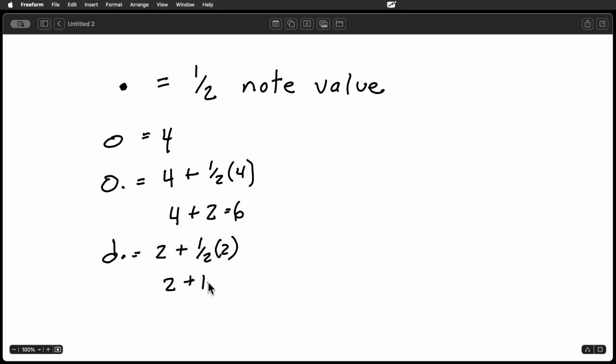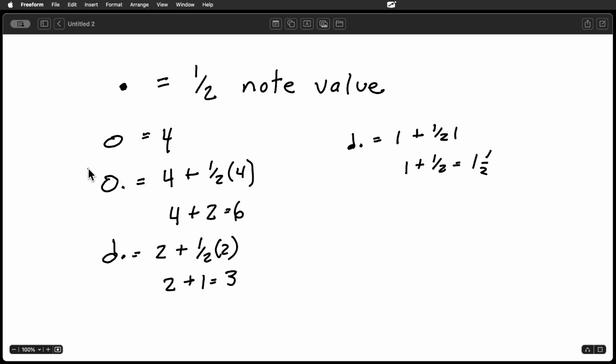2 plus 1. You already knew that a dotted half note usually gets 3 counts, especially in 4/4 time, 3/4 time, any sort of basic simple meter. You're going to have 3 counts. We can keep going with this. Let's see what happens with a dotted quarter note. It's going to be equal to the base value, quarter note 1, plus half of 1. So that's 1 plus a half, equal to 1.5 beats.